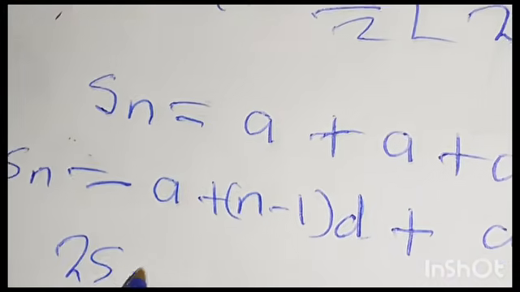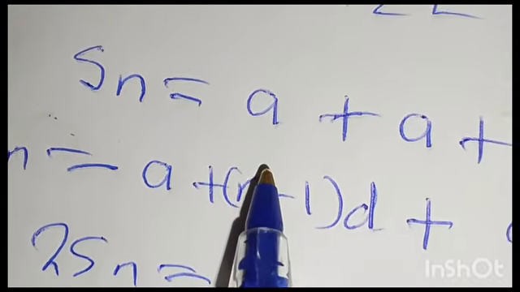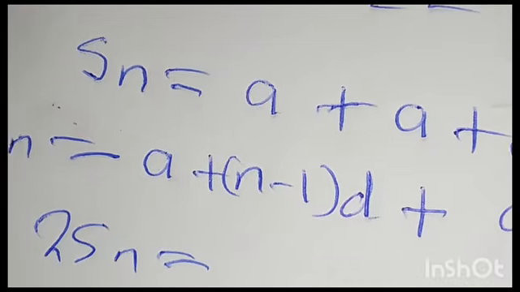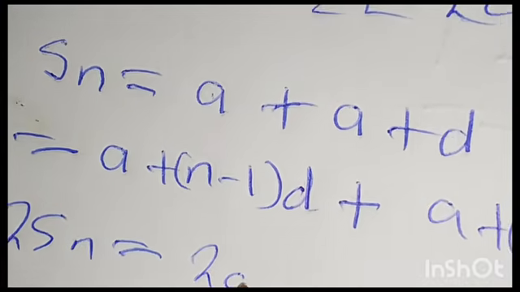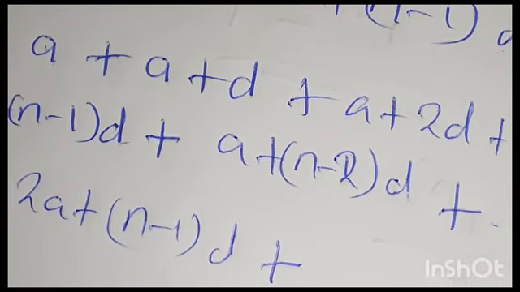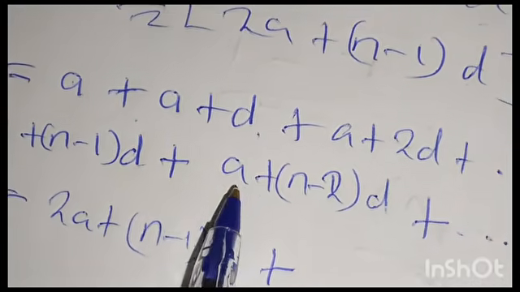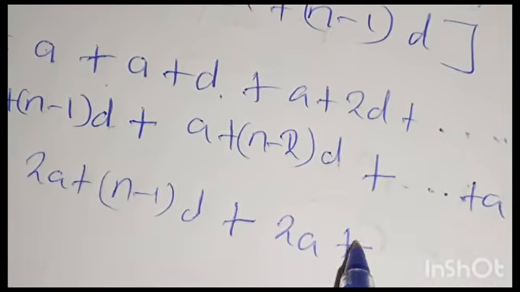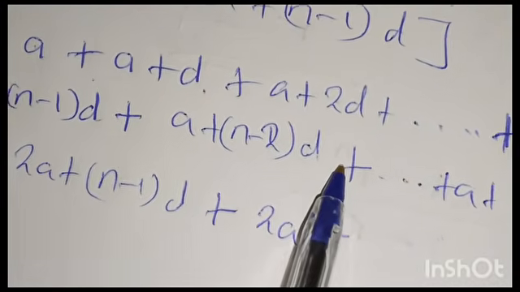So now from here we are going to add everything, the first and the second equation. You're going to add them together. So we have Sn plus Sn, which is 2Sn, is equal to, so if we say a plus the last term, is going to give us a plus l, which is 2a plus n minus 1 d, then plus we have a plus d plus a, so a plus a gives us 2a, then plus we have n minus 2d plus d.